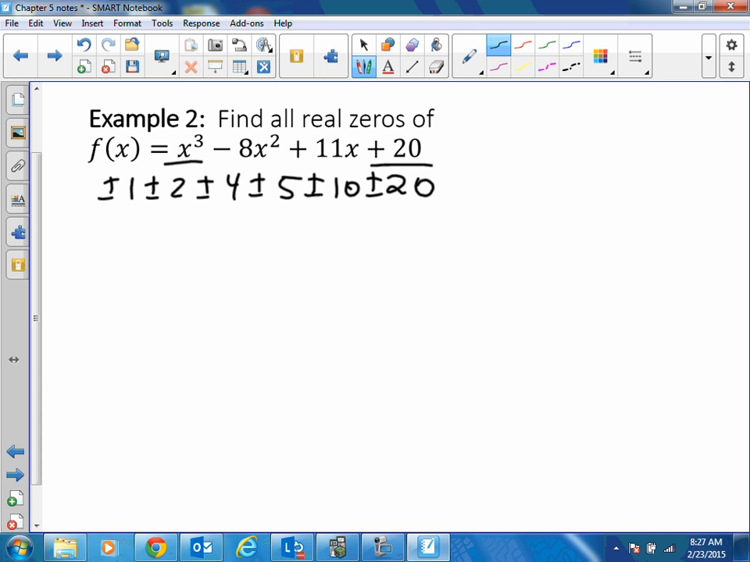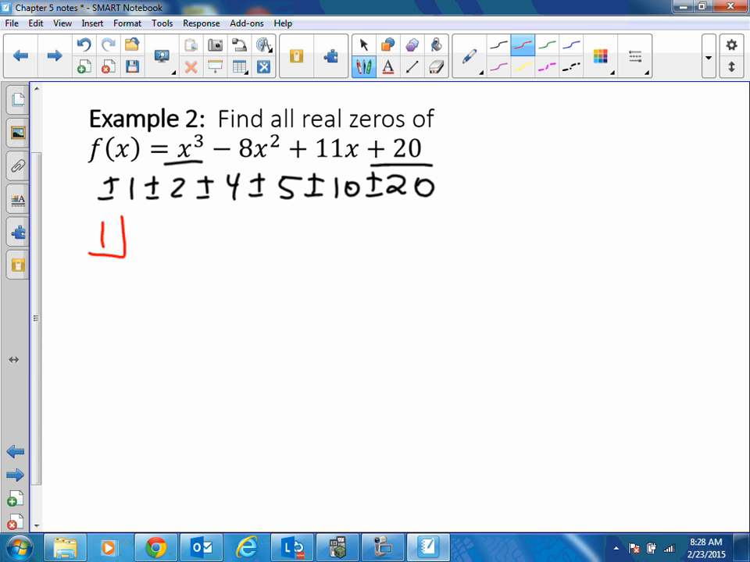We're not going to use the graphing calculator just yet. We're just going to test these numbers to see which one works. We're going to test them using synthetic division and see if we get a remainder of 0. If we get a remainder of 0, we know it's a true zero, and we can break the problem down and rewrite it. So let's start off with 1 and see if 1 works.